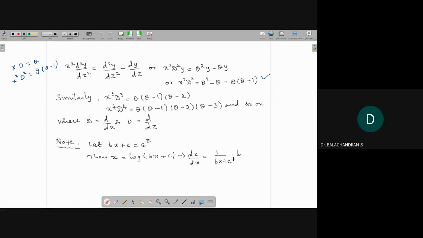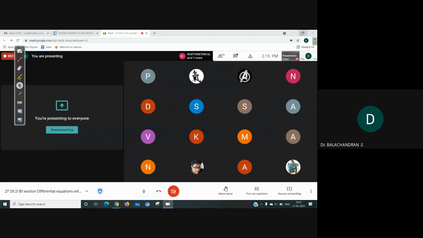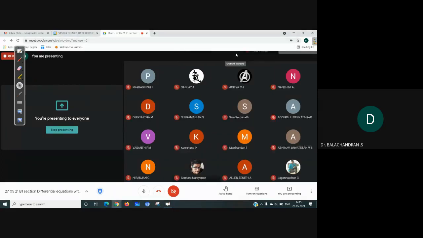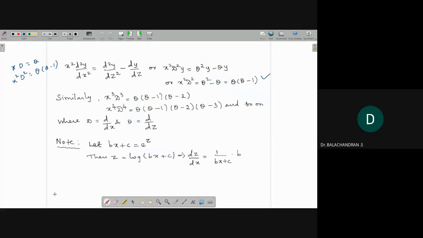Now what is next we need to find? I will take bx plus c equal to e power z. I got z equal to log of bx plus c, and dz by dx, if you differentiate this, you get 1 by bx plus c into b. What is next? dy by dx, that's all. Okay, it's correct.